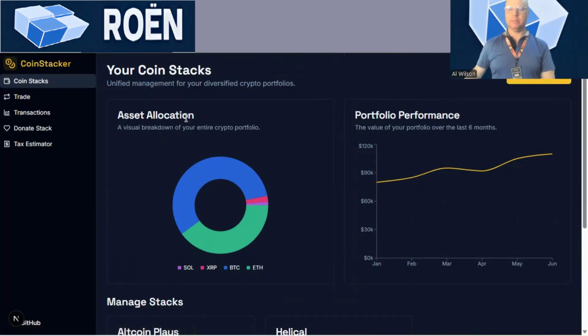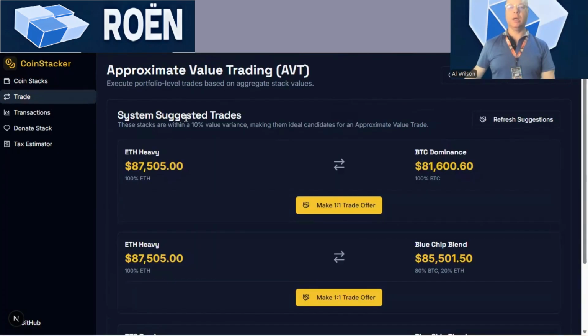Now we can trade stacks using our approximate value trading model. This allows for trades within 10% of market value. And this is done to avoid the potential for market manipulation and allow trading flexibility.